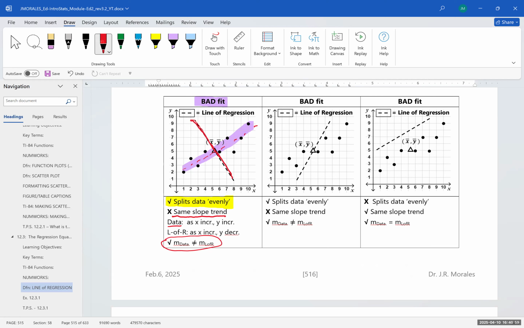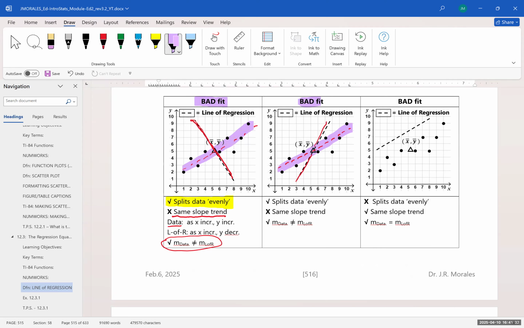Now, if we look at another example of a bad fit, here you can see the slope of the scatter plot, the slope of the data, appears to be going up and to the right. Well, the line of regression is also going up and to the right, but it just doesn't quite match the slope of the data. It's closer, but it's not close enough.